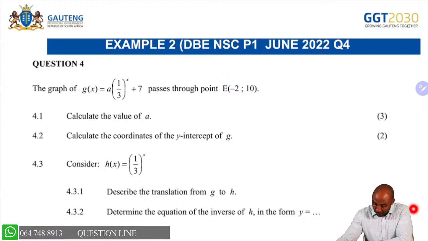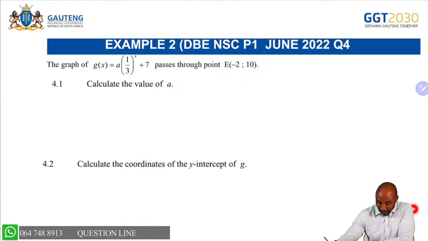4.3, we are given h of x, which is a new function, as 1 over 3 to the power x. We are supposed to describe the translation from g to h, and we are supposed to determine the equation of the inverse of h in the form y equals. That question is going to be 9 marks. It's from our June 2022 paper 1 question 4. These are the kind of questions that we are likely to meet in the exam.